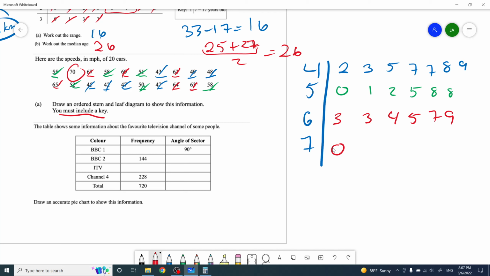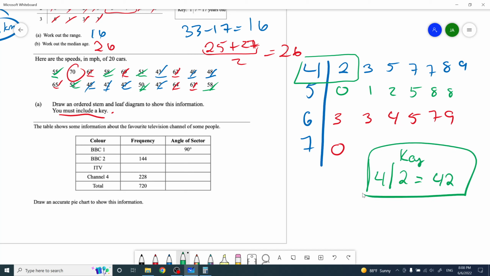And so my table is almost done. I just need to include my key. Very often, we just take whatever our first value is, and use that as our key. So let's say 4 bar 2 equals 42. We'll even label this as a nice key, and we're done.